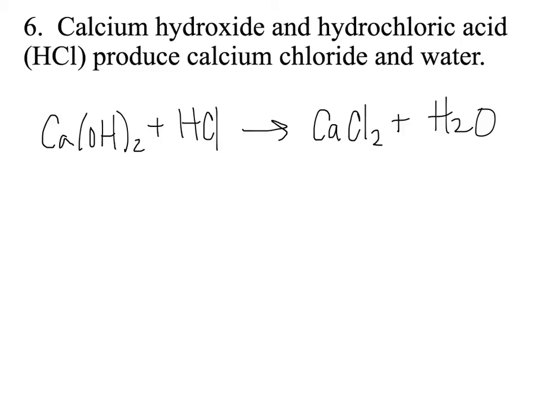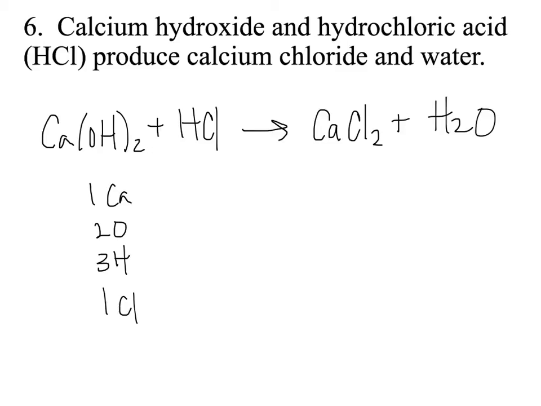Okay, atom inventory time. Let's see. Calcium, it looks like there is 1 calcium. Oxygen I have 2. Hydrogen I have 2 plus 1, so I have a total of 3 hydrogen. And there should be 1 chlorine.